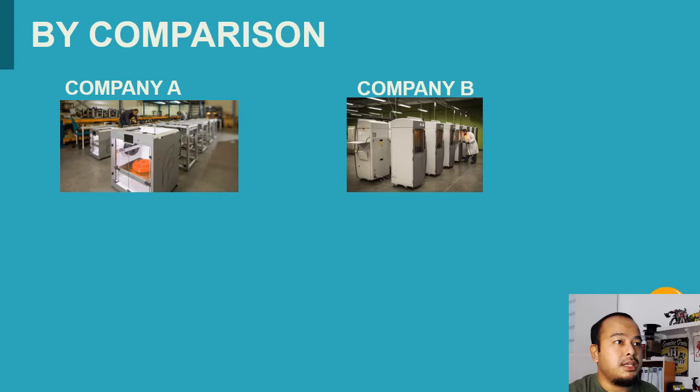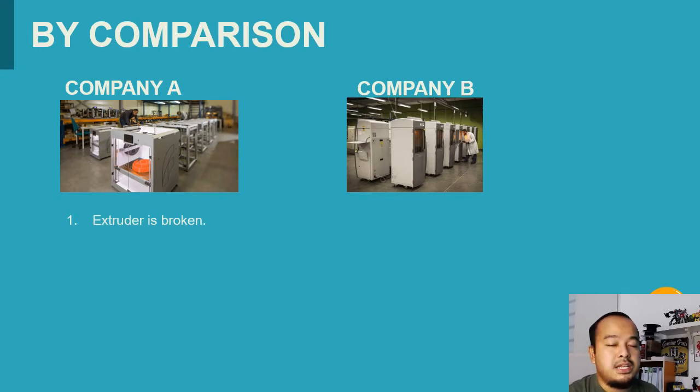Okay, before we start, let's do some comparison between two companies, company A and company B. The aim is to identify which company implements TPM in their production line. Let's see what the criteria of company A are.